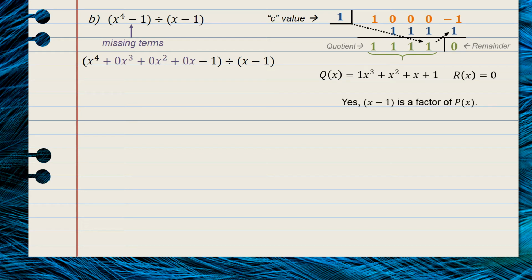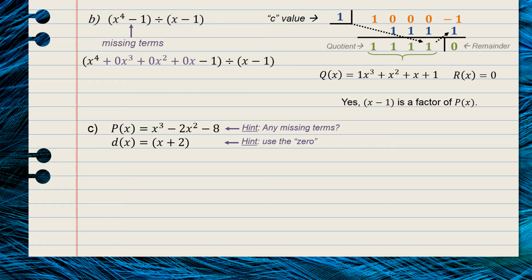Yes, x minus 1 is a factor of the polynomial, all because the remainder was 0. For C, we have p of x equals x to the 3rd minus 2x squared minus 8. For d of x, we have x plus 2. Now, notice on your dividend, do you see any missing terms? And for your divisor, to find your C value, remember, you use the 0 value.